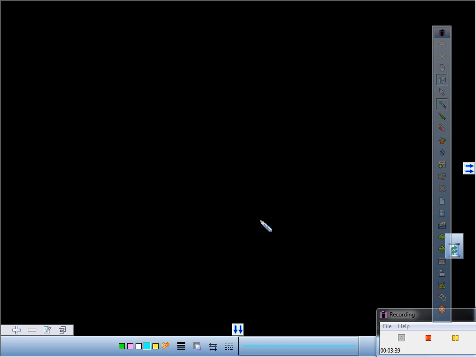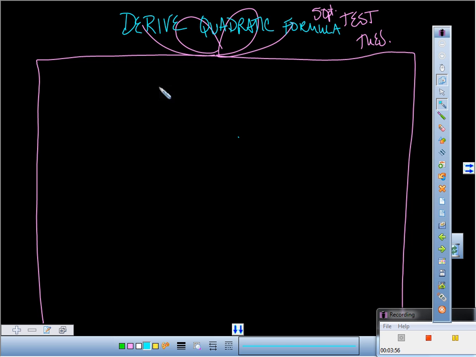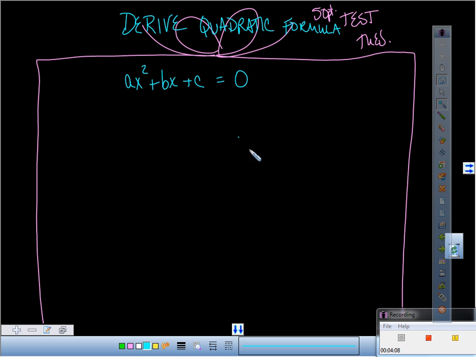Okay? It's going to be 6 lines long. Each line's worth 8 points. And there's an extra 2 points in there. I'll show you where it is. Okay, so, here's what you start off with. Just the standard form equation: AX squared plus BX plus C equals 0. This is how you derive the quadratic formula.